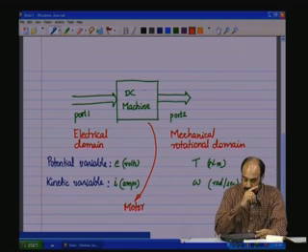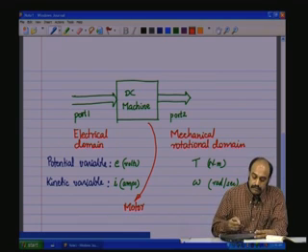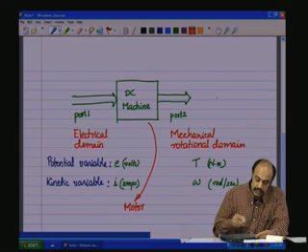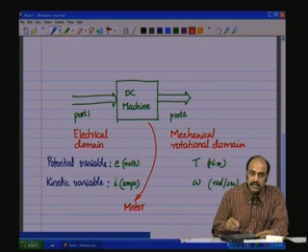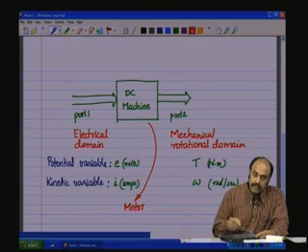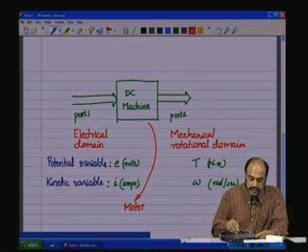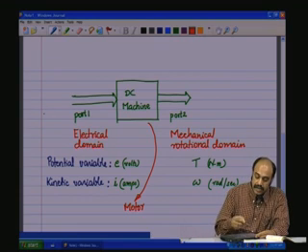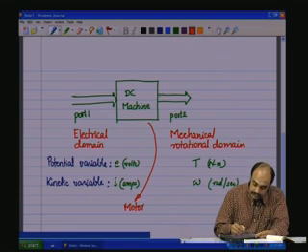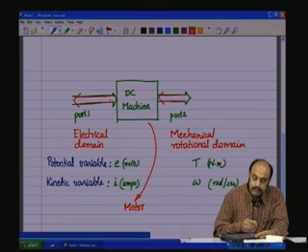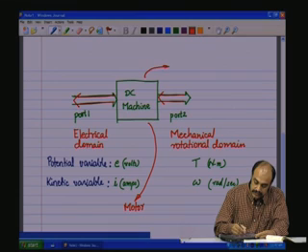The same equipment can be used in a way wherein the energy flows from the mechanical to the electrical, meaning something rotates the mechanical shaft of the machine, and that is going to induce the electrical side parameters, and therefore the energy from the mechanical side can flow to the electrical side, and under such conditions the device is called a generator.